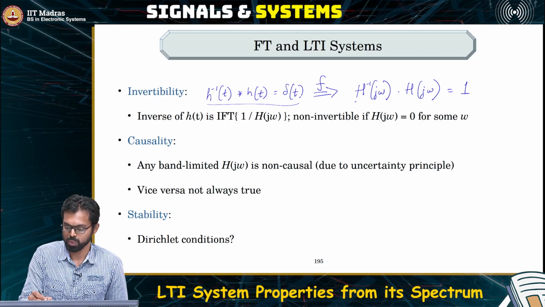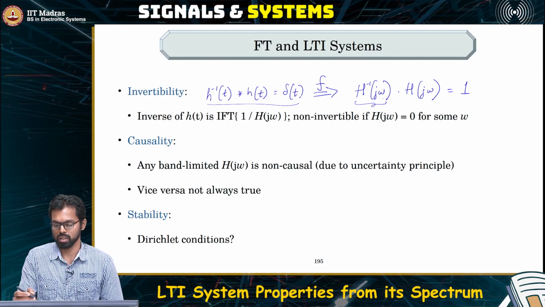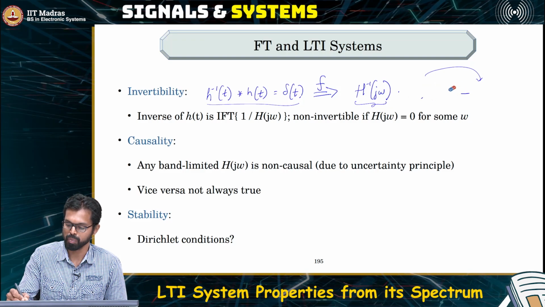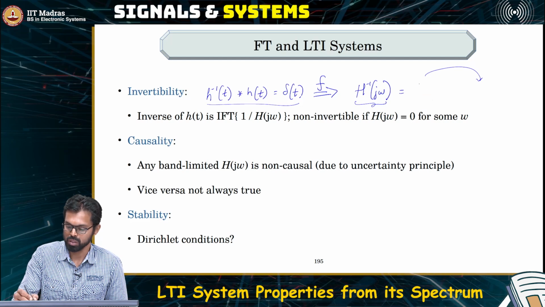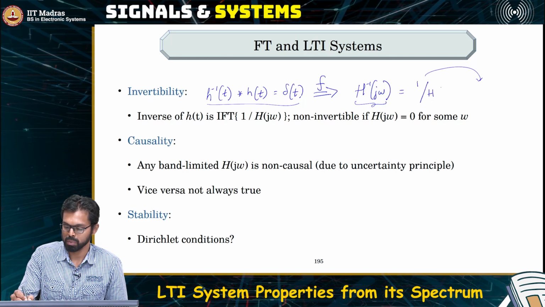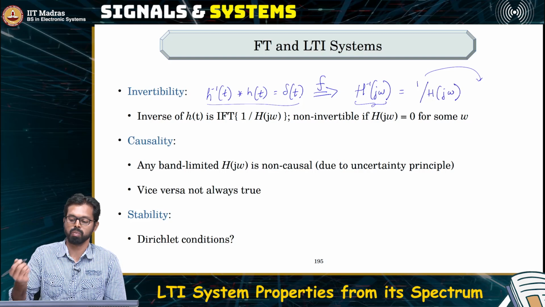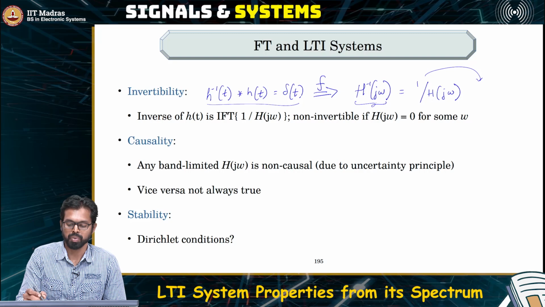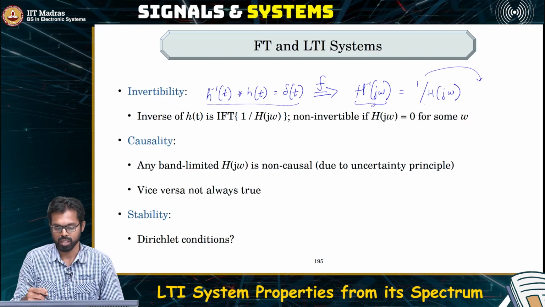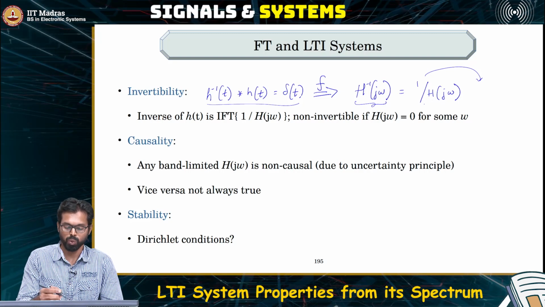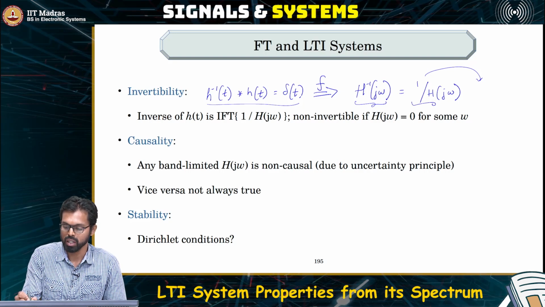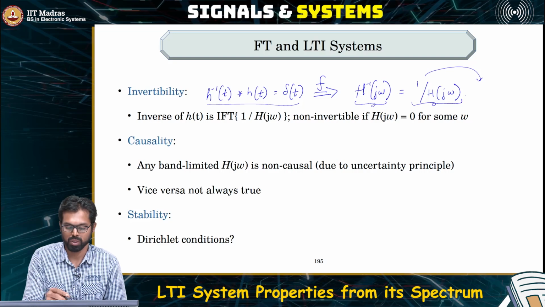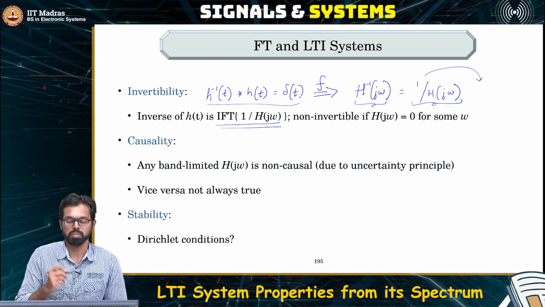So if you want to find the inverse now, what do you do? It's very straightforward. You just take this to the other side and we get that the inverse is simply the reciprocal of the spectrum of our system. That is as simple as that. So if you want to find the corresponding time domain representation, that is the impulse response of the inverse system, all you have to do is take the inverse Fourier transform of the reciprocal of the spectrum of the original system. That's it. That gives you the inverse.